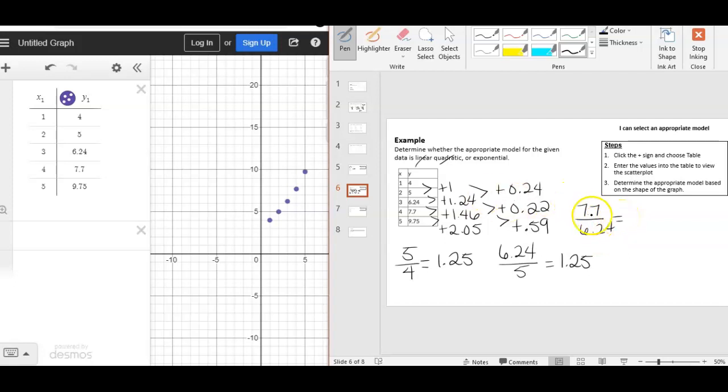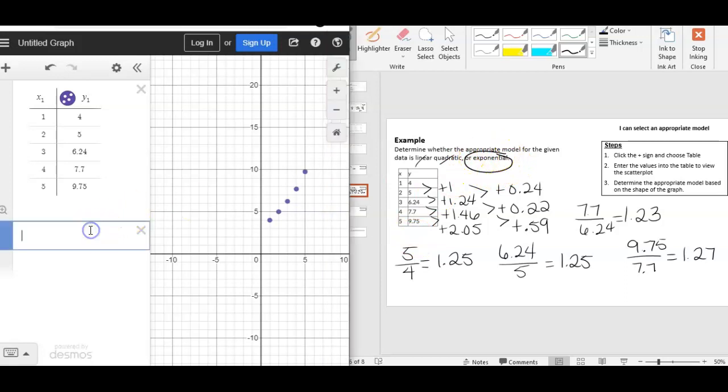That is going to be 1.23. And then I have 9.75 divided by 7.7, and that is going to give me 1.27. Okay, so pretty close to 1.25. So I'm thinking that exponential is probably going to be better. Let's go ahead and try it in Desmos.